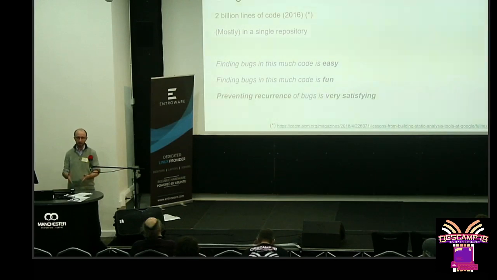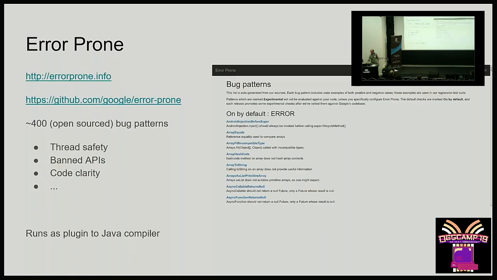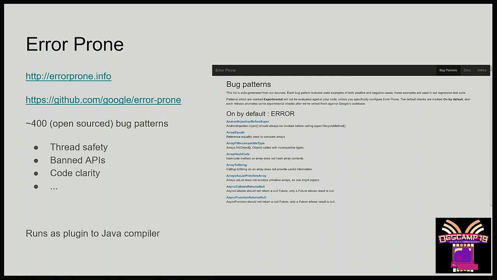So when I find this bug in my particular project, I think, there has got to be somebody else in this company who is having the same problem. I'm just going to fix it for all of us in one go. And so the main tool that we use for this is something called ErrorProne. You can find this on errorprone.info. You can also get all of the source code for it on GitHub as well. That's linked off the errorprone.info page.